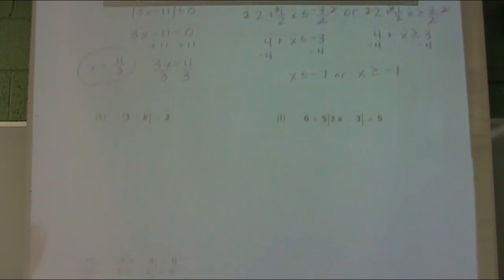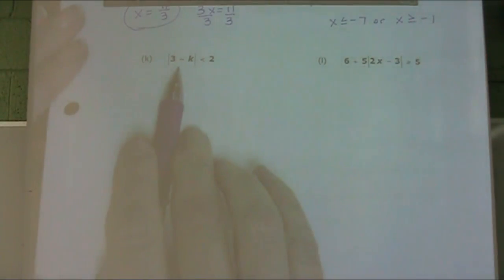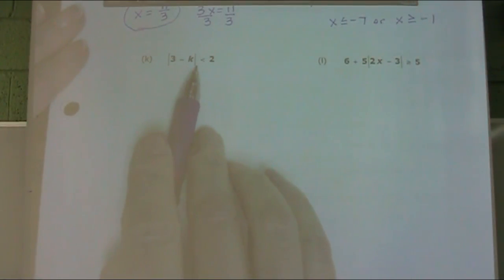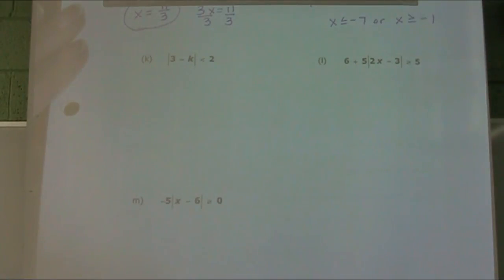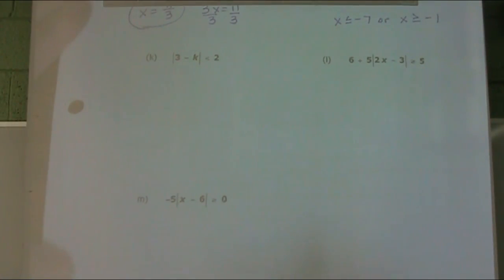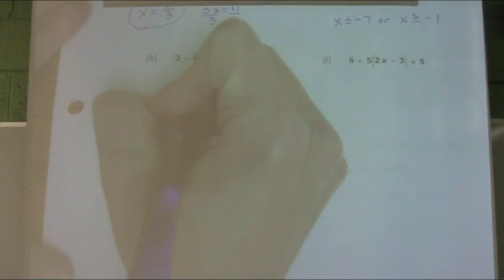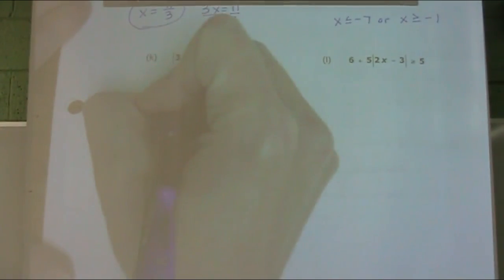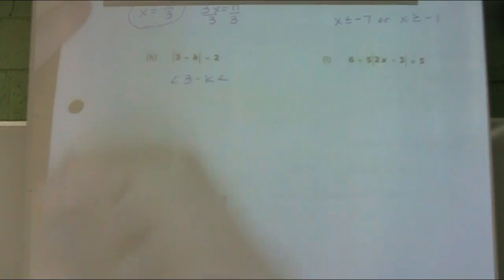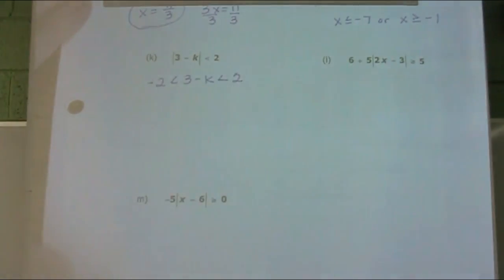All right, let's go to k. All right, absolute value less than a positive. This is a conjunction. The way you're going to set this up, put the 3 minus k in the middle. Put less than and less than. On the left is negative 2. On the right is positive 2.